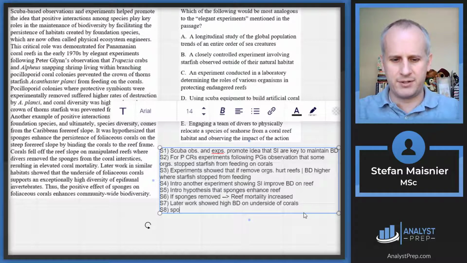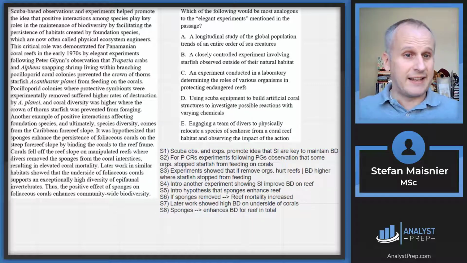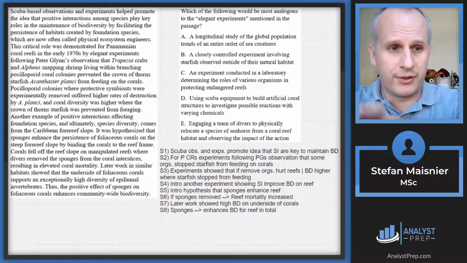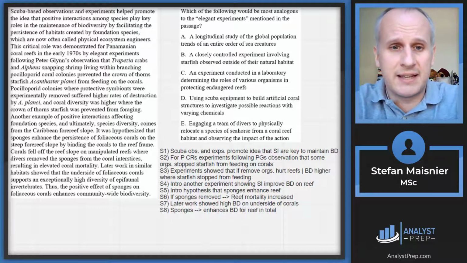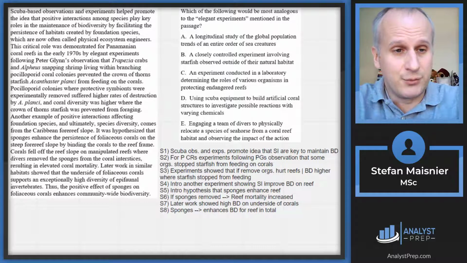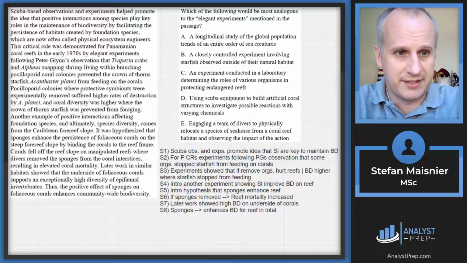We know that sponges lead to enhanced BD for reef in total. So it's not a short process. That's absolutely true. And we know, again, both on the quantitative and the verbal side, that the way the exam introduces difficulty is just by making you have more things to do. So you have to decide if this is worth the effort. It probably will take you somewhere between 3 to 5 minutes to break this stuff down and type it out.